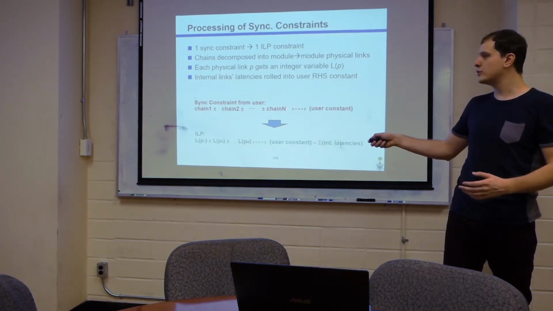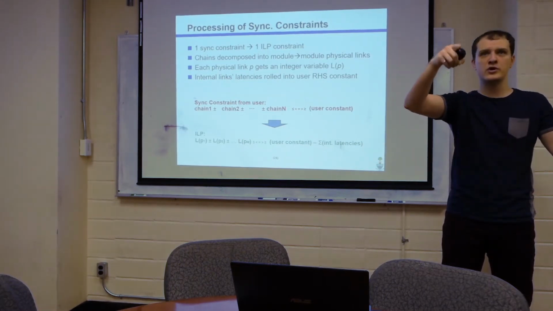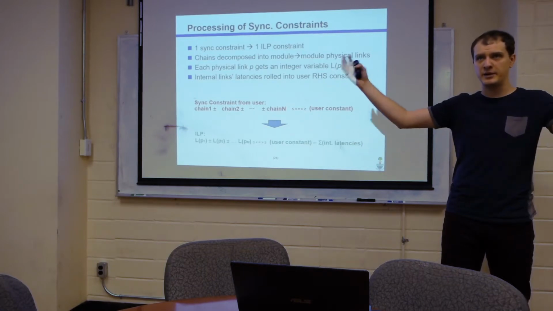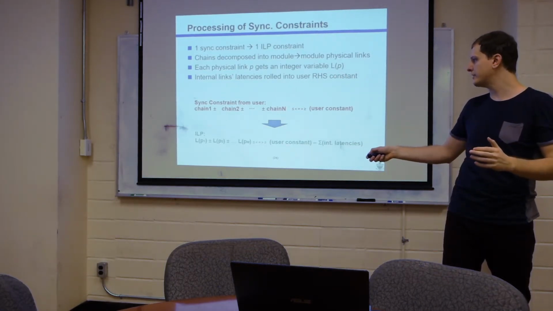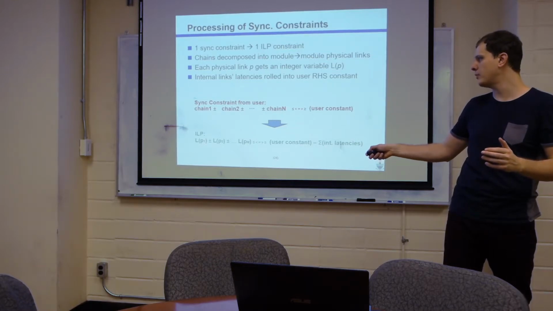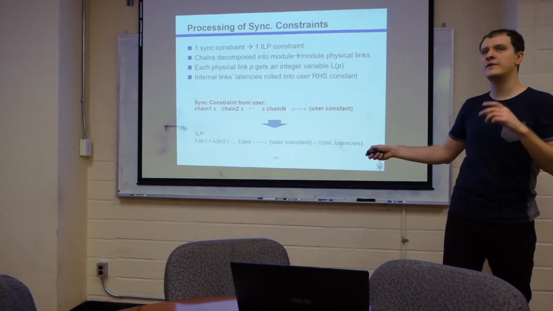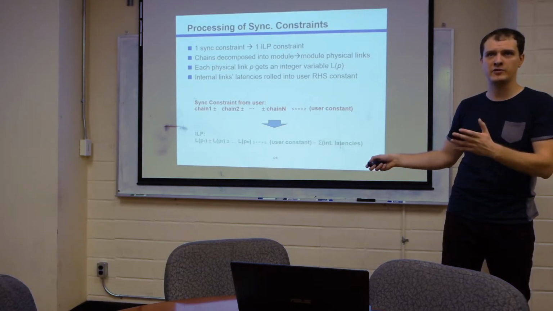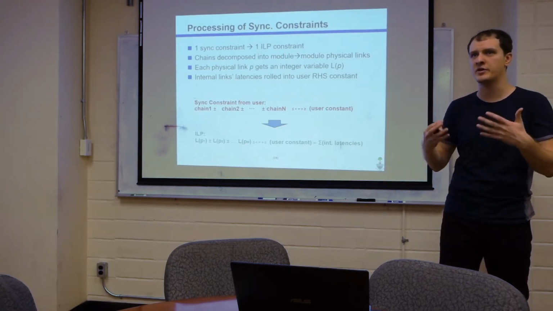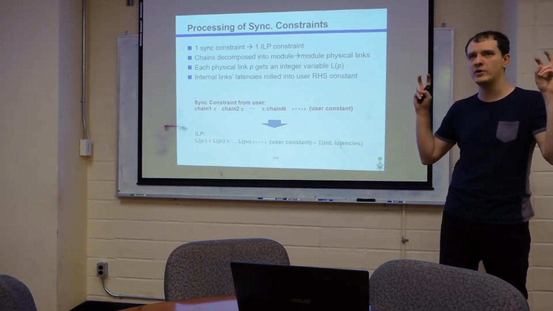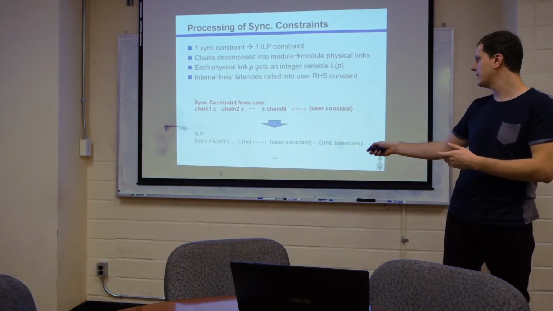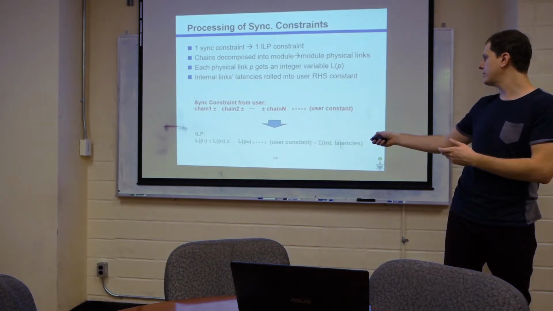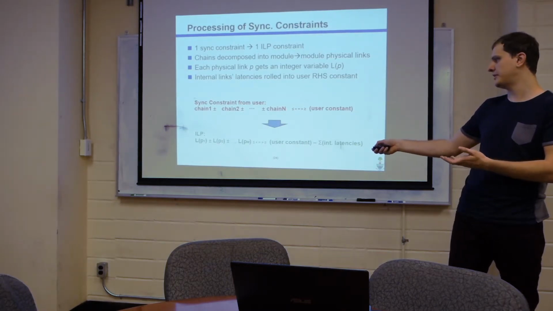Each of these chains, which was a logical through-module link, this big thing, is decomposed into the physical links it's made up of. And each of those physical links, which I call P1, P2, whatever, gets a variable assigned to it, called L of P1, L of P2, and these are the latencies which we want to solve for. These L values are how many registers do I insert on this physical link. So that becomes part of the ILP constraint. The operator that the user specified stays as whatever operator.